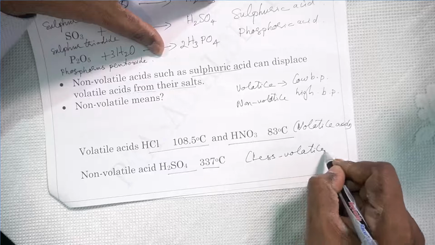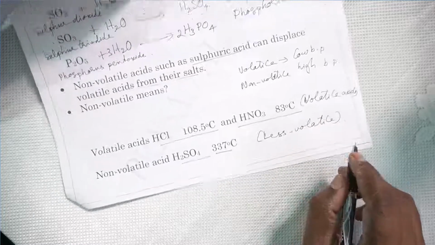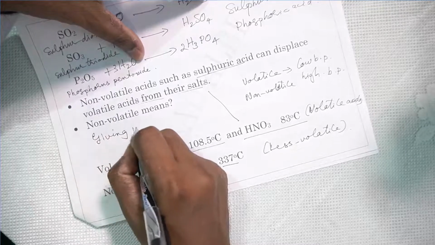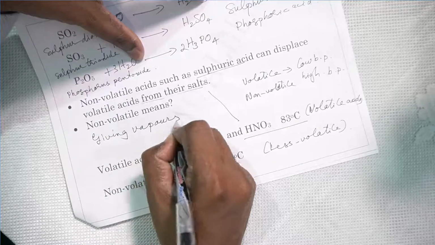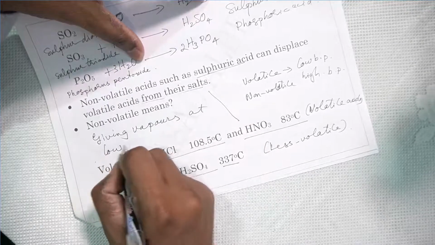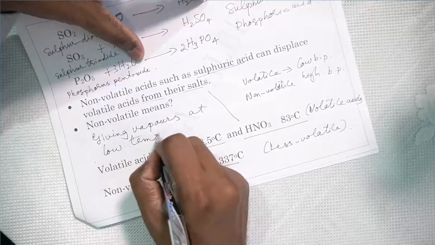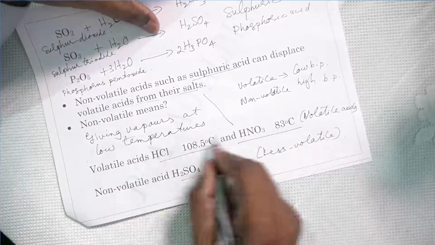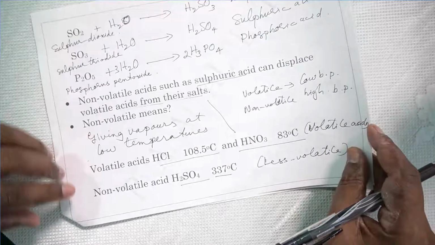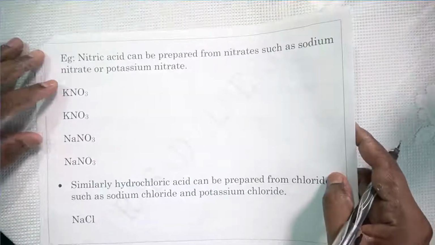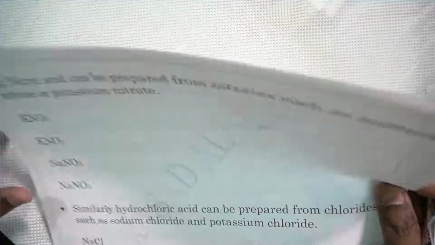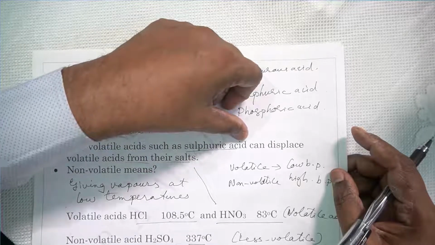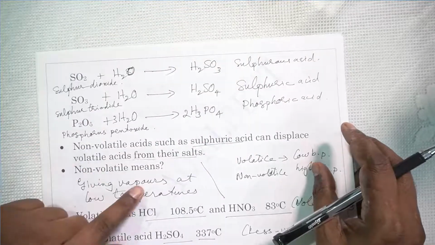So what does it mean by saying volatile? Volatile means giving vapors or boiling easily, at considerably low temperatures. 108 is not a low temperature, but among acids you can consider it low, right? 83 as well. Then we have the example of preparing. The method is that non-volatile acids such as sulfuric acid can displace volatile acids from their salts.